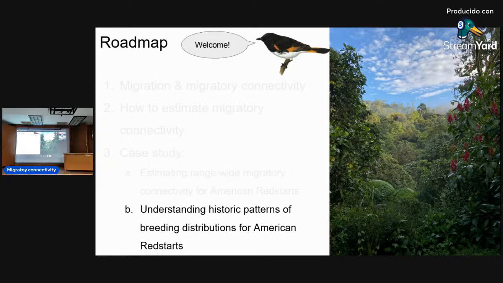Perfect. All right, so that's the first chapter. We now understand range-wide migratory connectivity for redstarts. And now we can use this information to look into the past to understand how breeding distributions for redstarts have changed over the last century.